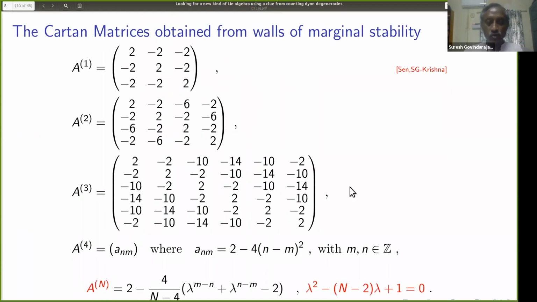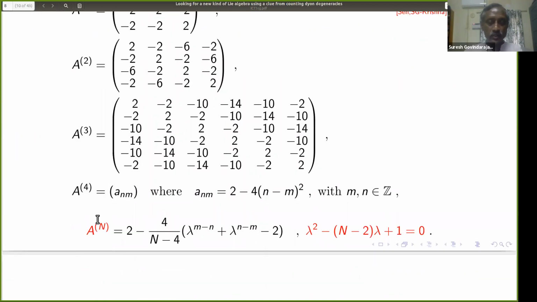So there's a nice formula which captures everything, which is for n equal to 1, 2, 3, 4, 5, and 6. You just take this quadratic equation, plug in your value of n, you will get 2 values of lambda, pick any one of the lambdas, and you plug it in there, and lo and behold, you get the Cartan matrix. So it's a nice exercise to check. The tricky fellow is actually A4, where you need to take a limiting case.